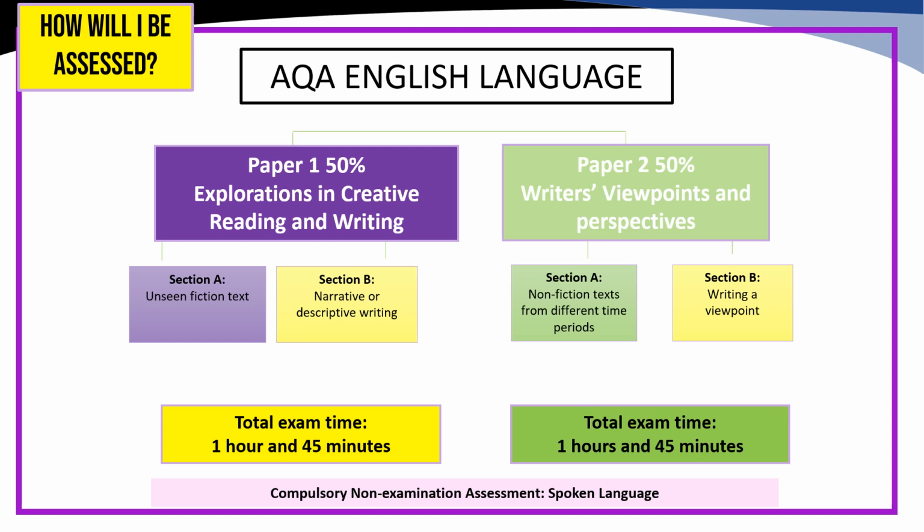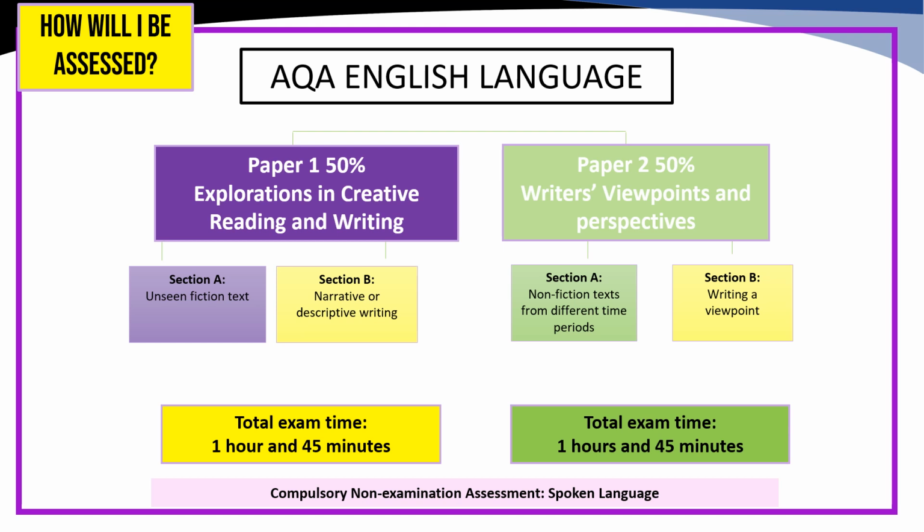Paper 2, Writers' Viewpoints and Perspectives, again is worth 50%, and this is also an exam assessed component. The aim of this paper is to develop your insight into how writers have particular viewpoints and perspectives on issues or themes. Section A involves reading 2 linked sources from different time periods and genres in order to consider how each writer presents a perspective or viewpoint in order to influence the reader. Section B involves producing a written text to a specified audience in which you express your own perspective on the theme that has been introduced in Section A.